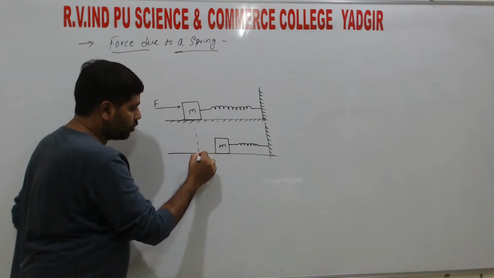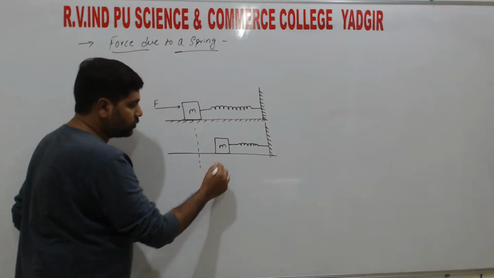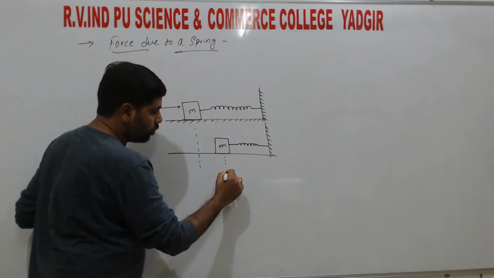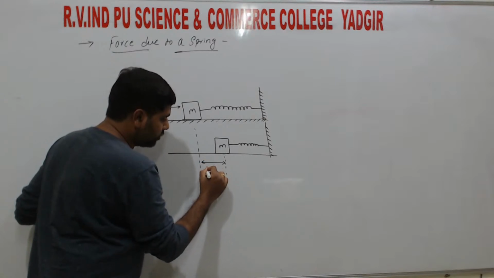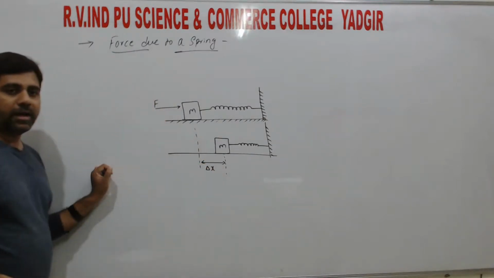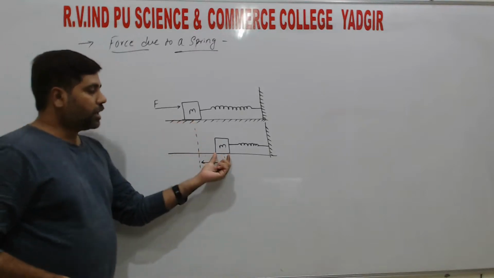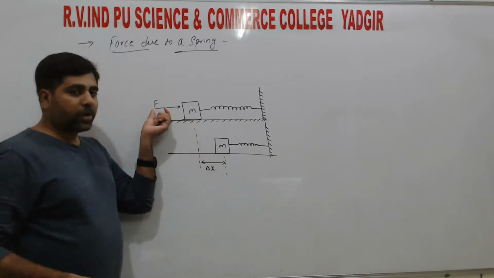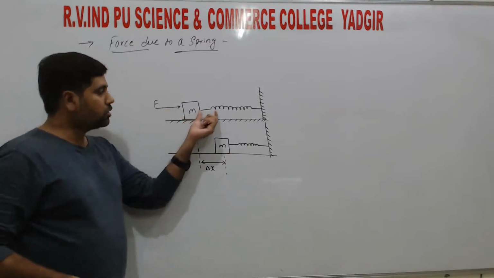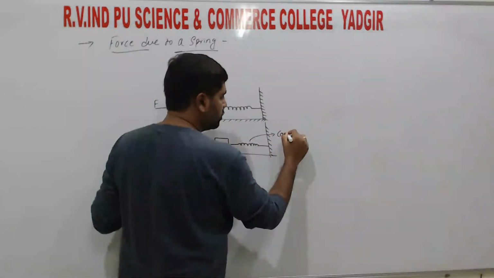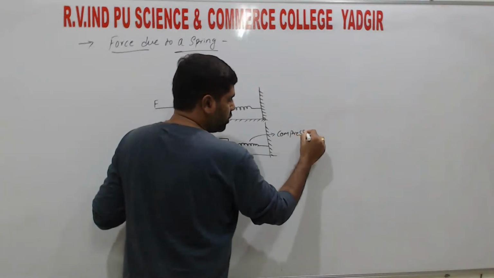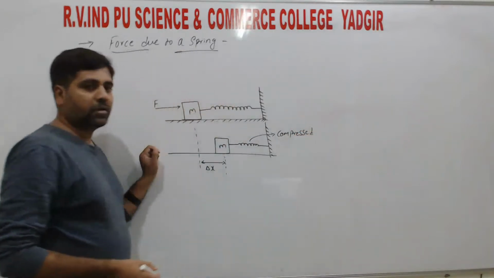Initially the block is at this position and finally the block moves a small distance. That distance will be taken as delta x. So the block is displaced. When we apply the external force onto this block, the spring gets compressed, right?